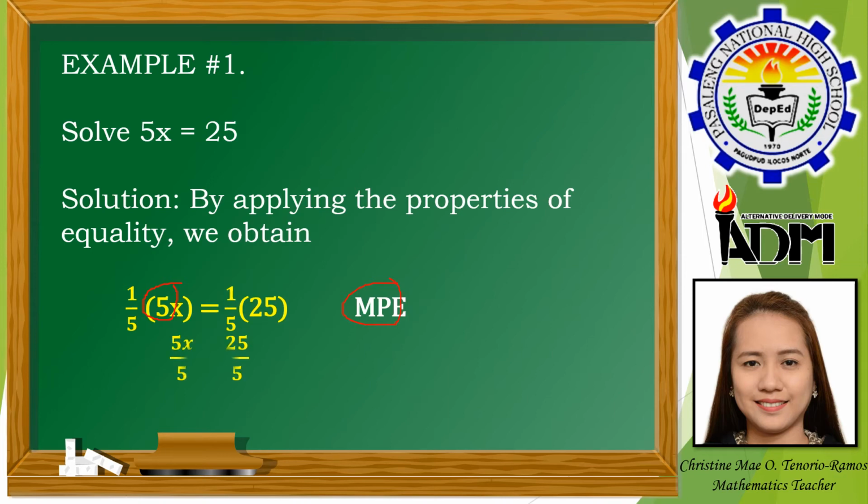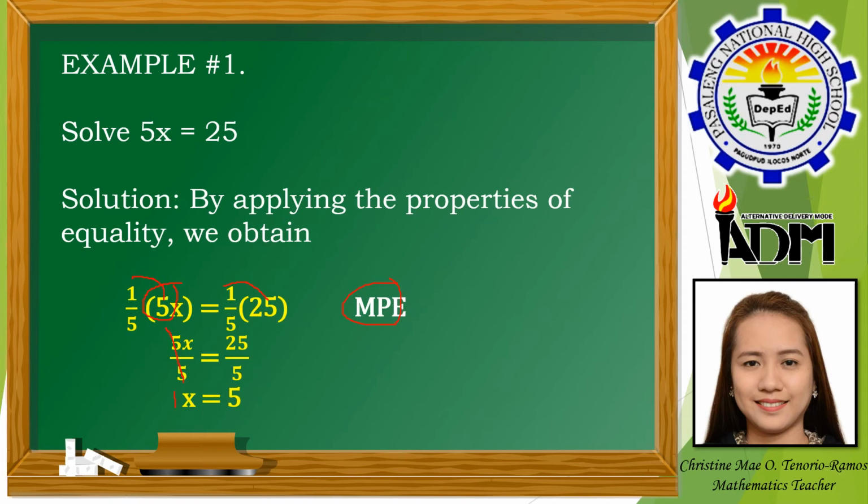Next. So, i-multiply natin. 1 times 5 is 5. And then, just copy the denominator. And then, next, 1 times 25 is 25. And then, copy the denominator. Then, ang susunod dito, magka-cancel out na tayo. So, cancel out natin. 5 divided by 5 equals 1.